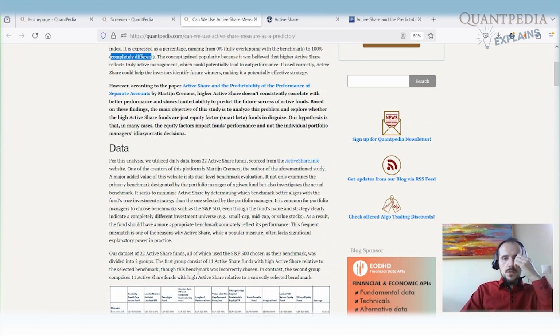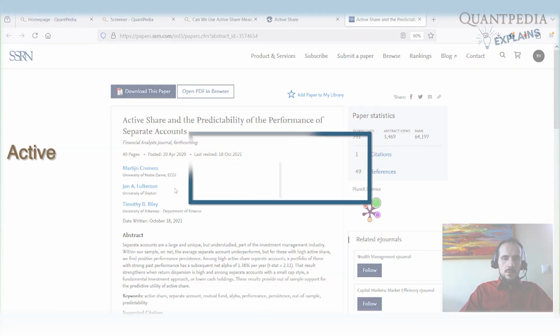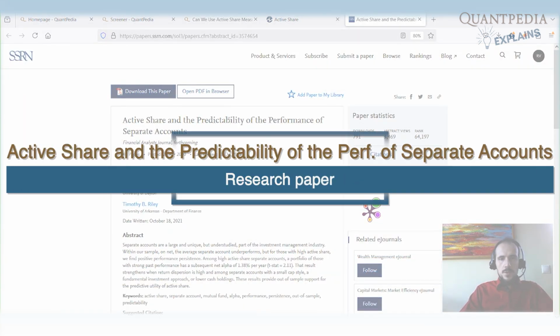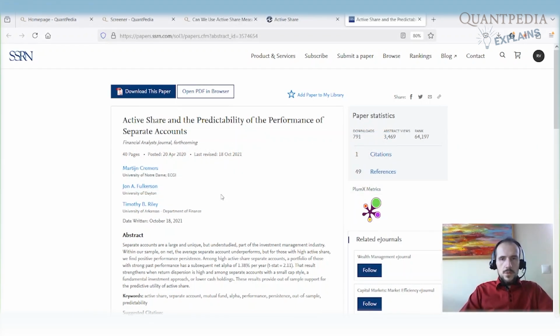For this analysis we use data about 22 active share funds. We use the data from Active Share Info, which was the web page of Martijn Cremers, who wrote a very interesting research piece called Active Share and Predictability of the Performance of Separate Accounts. So if you are interested in this kind of problem, I really recommend you read the paper.